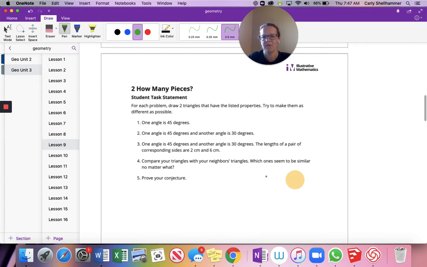Okay, let's move on. So how many pieces? For each problem, draw 2 triangles that have the listed properties. Try to make them as different as possible. All right, so we're going to go over to Geogebra and draw each one. So first we're going to draw 2 triangles where one angle is 45 degrees.